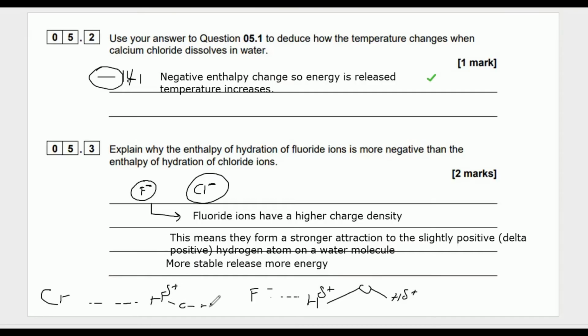Anyway, just showing you here. Here's a fluoride ion bonding with a hydrogen on a water molecule. And of course, there's a chloride ion, badly drawn, bonding to a hydrogen on a water molecule. And that's going to be a weaker attraction with the chloride ion than you'll get with the fluoride ion. And the reason is fluoride is smaller, so it has a higher charge density.